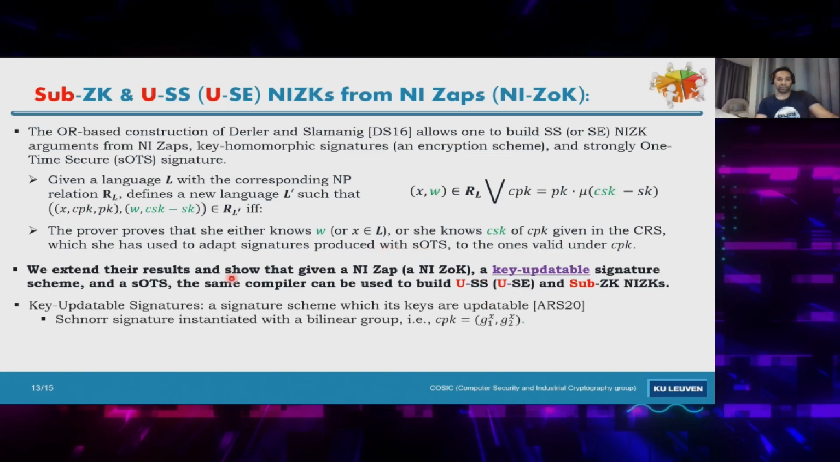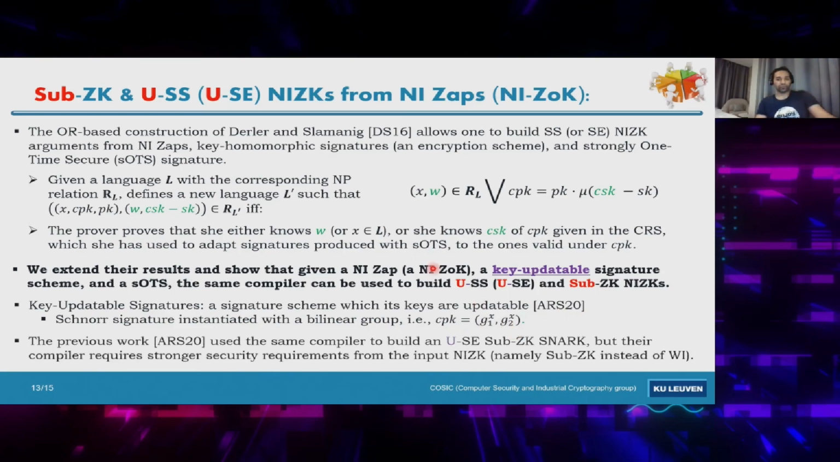Maybe I should recall that key updatable signatures are just signatures whose keys are updatable, and they are defined in this work. And you can assume, as shown in this work, that Schnorr signatures instantiated in bilinear groups have a public key of G1 power X and G2 power X, where G1 and G2 are the generators of the two groups.